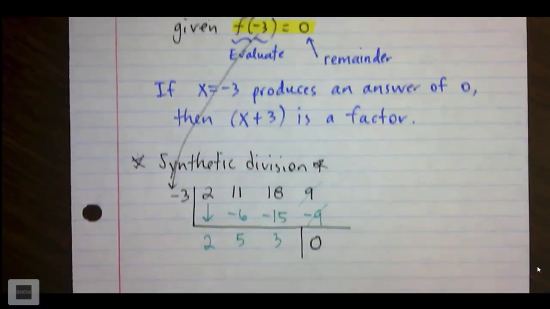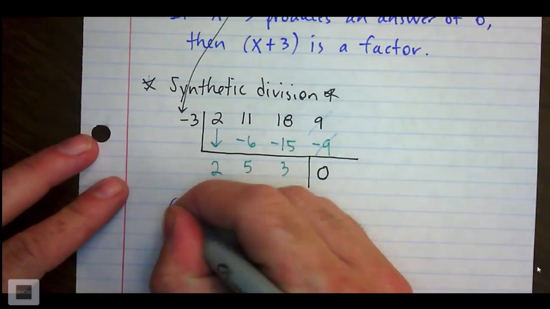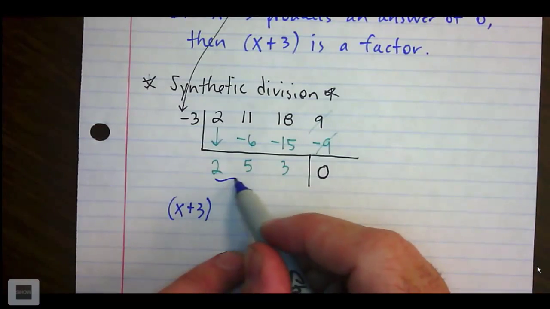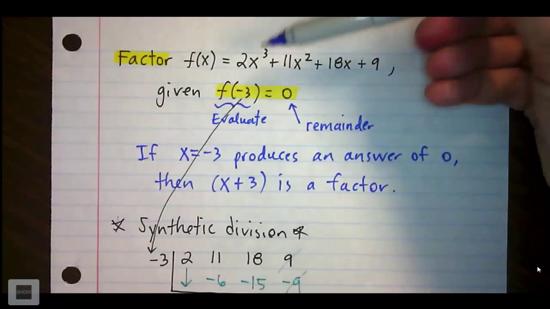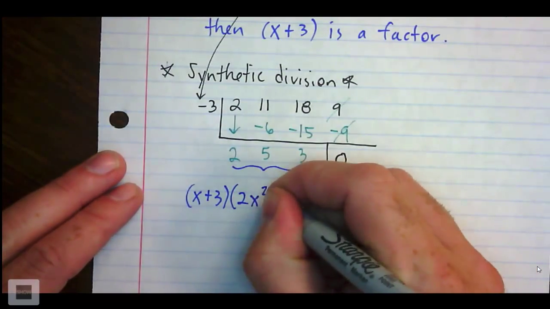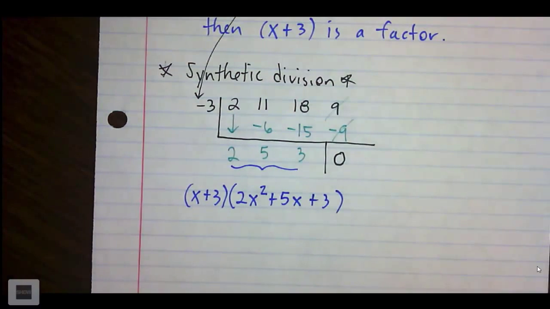So our answer looks like this now. We know that one parenthesis is x plus 3. Well, then I'm going to take this final result here and put that into a polynomial. Notice we started with an x to the third, so my answer here is going to start 1 degree less. So this would be 2x squared, then plus 5x, and then plus 3. And notice I'm putting parentheses around this, because remember, factoring creates parentheses, which in turn creates multiplication.